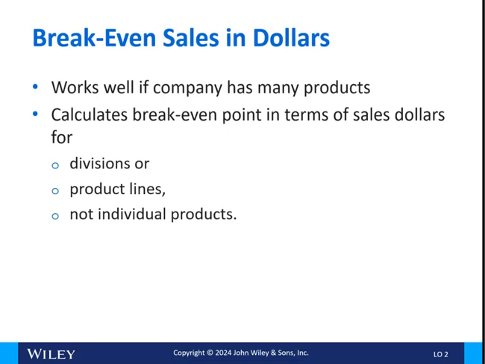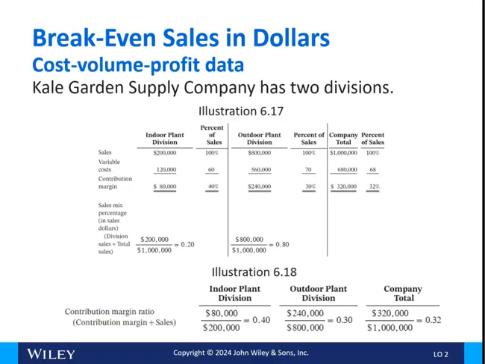So break even sales in dollars works well if a company has many products. It calculates break even point in terms of sales dollars for divisions or product lines, not individual products. So if we have different divisions we want to analyze or different product lines, we use break even sales in dollars. So here's Gale Garden Supply Company with two divisions. We have indoor plant division on the left, outdoor plant division in the middle, and then the company total on the right.